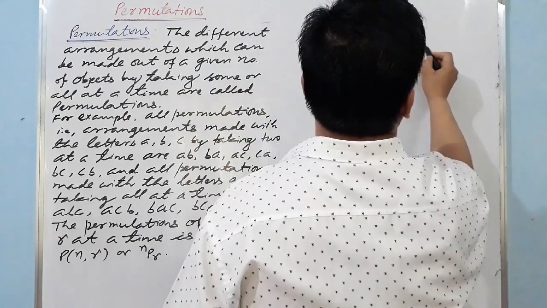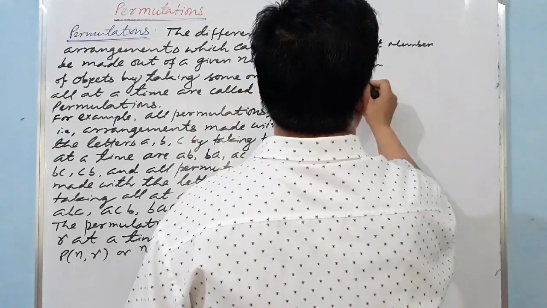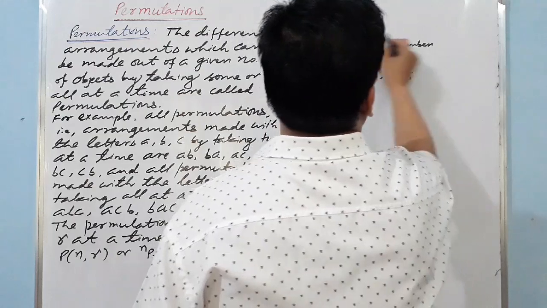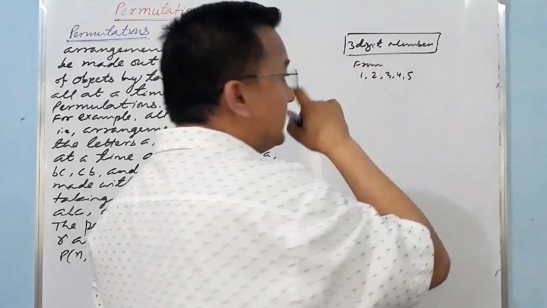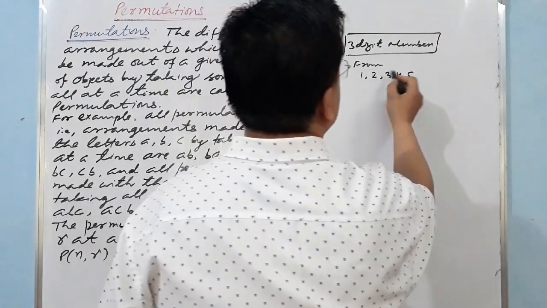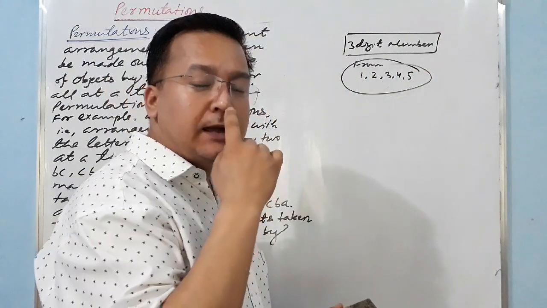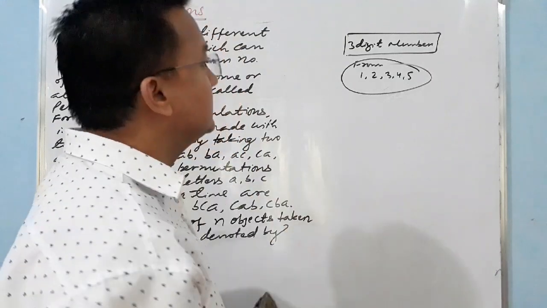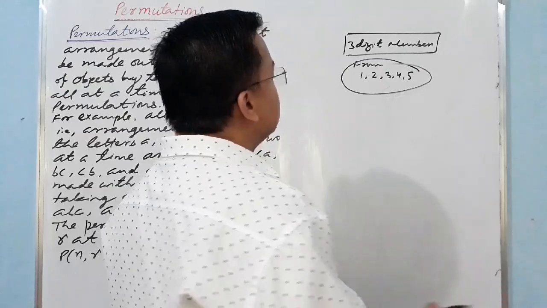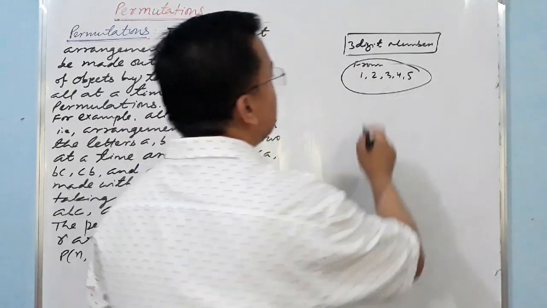Let's make a 3-digit number from the digits 1, 2, 3, 4, 5 without repetition. Repetition is not allowed here. Without repeating any digit, we want to make the 3-digit number, right?